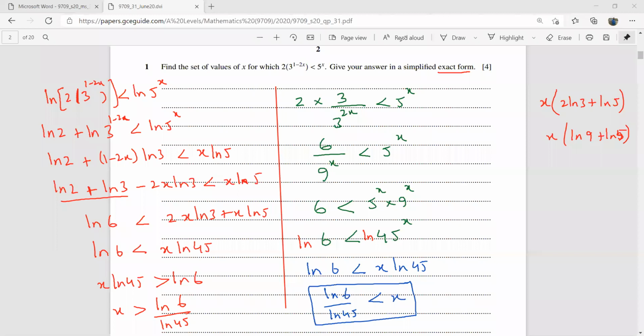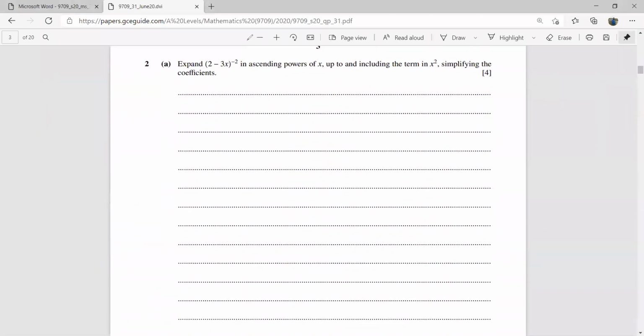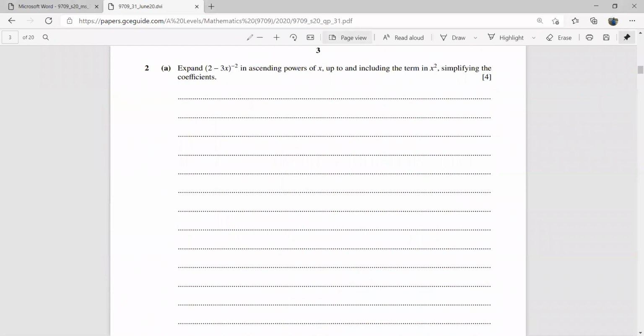Now I'm moving on to the second question. It says expand this. This is a straightforward question on binomial expansion. The formula is given to you. If you have 1 plus x raised to power n, that is for your P3, this is going to be 1 plus nx plus n into n minus 1 over 2 factorial into x squared plus and so on.